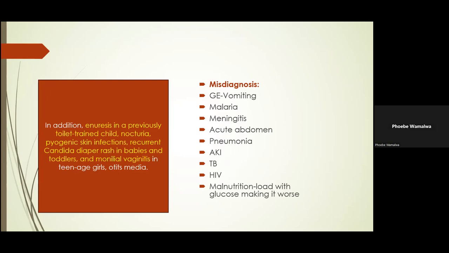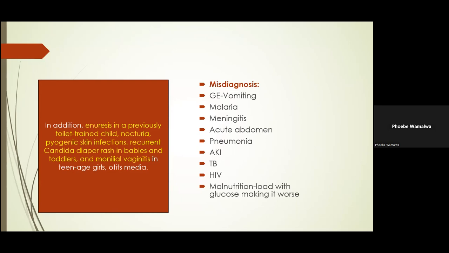And because of the weight loss, they may easily be misdiagnosed as TB or even HIV, and commonly as malnutrition. And when you make a diagnosis of malnutrition, what happens is, in those 10 steps of management of malnutrition, we have administration of glucose or dextrose.